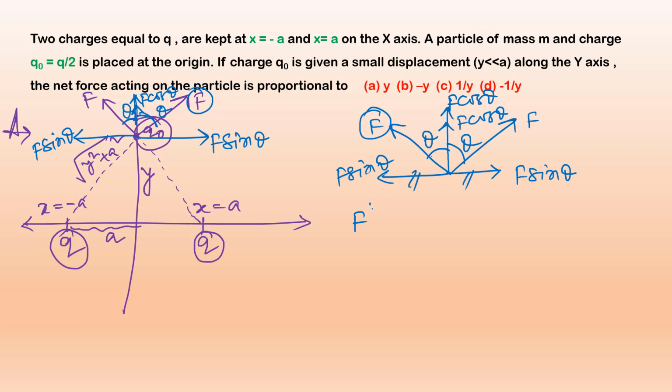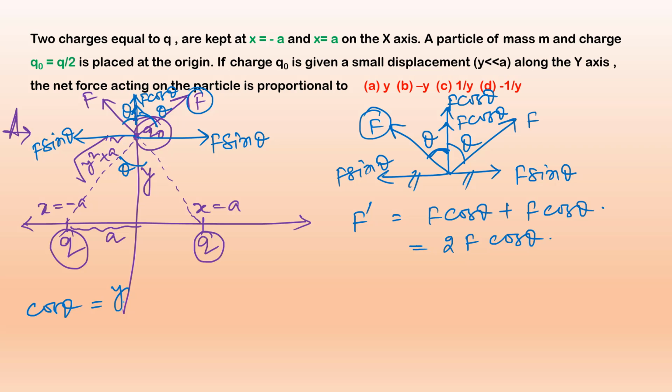And we get the total force. The total force, F dash, is equal to F cos theta plus F cos theta, that is 2F cos theta. In this case, this angle is also theta, right? So what is the value of cos theta with respect to this angle? Cos theta is base by hypotenuse. With respect to this angle theta, the base is y and the hypotenuse is under root of y square plus a square. So we can say this is 2 multiplied by the value of the force.